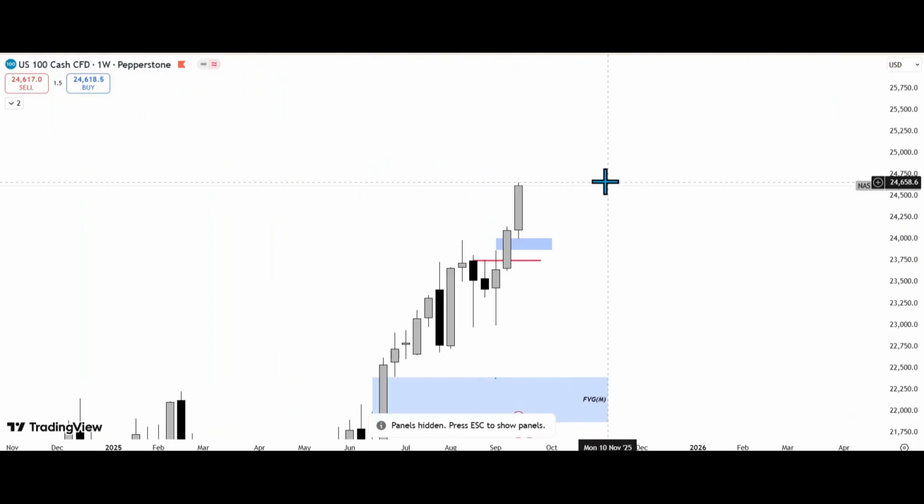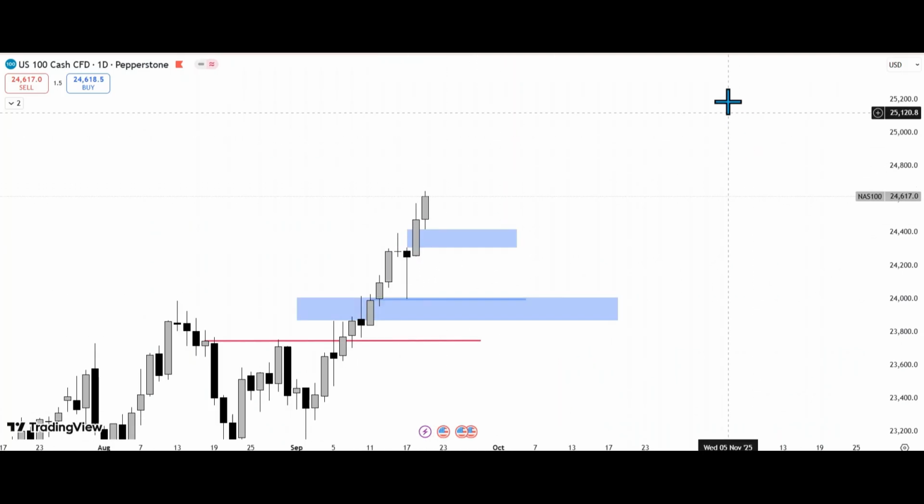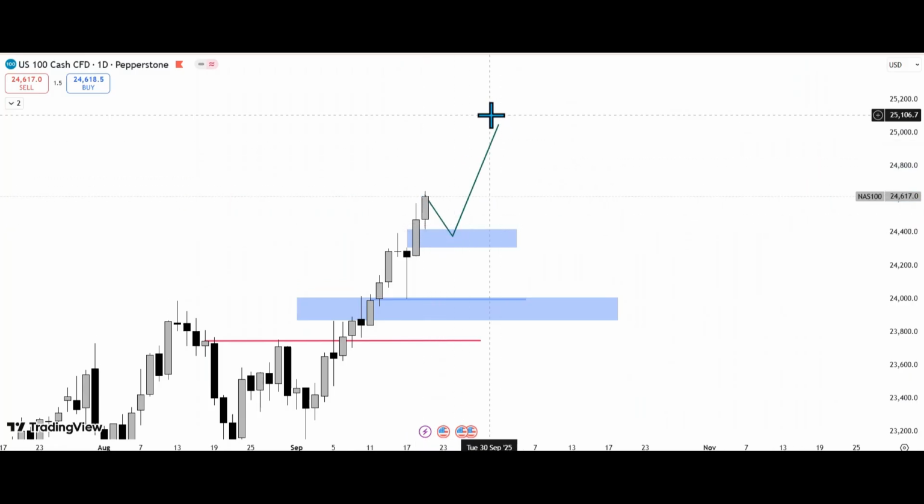So let's look at NAS 100. On the weekly time frame, of course, order flow is bullish. Our bias is still bullish. So we have this weekly fair value gap and order block here. So let's look at the daily time frame. And on the daily time frame, we have this daily fair value gap. So I'm watching this key level as a potential place that the market might retrace to. Then we continue with the bullish move.